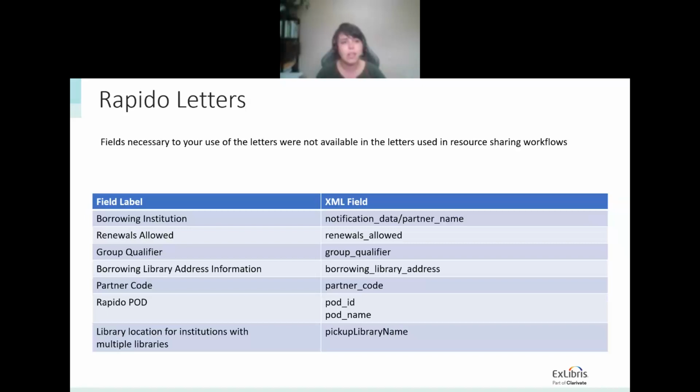Group qualifier is your external ID, but minus the punctuation, because sometimes that punctuation in your external identifier number, we've heard from libraries, makes it not a scannable value, or their scanners don't like that. So the group qualifier is now available for your use. As well as borrowing library address information, partner code, Rapido pod, and library location for institutions with multiple libraries.